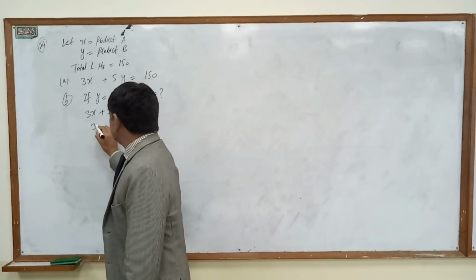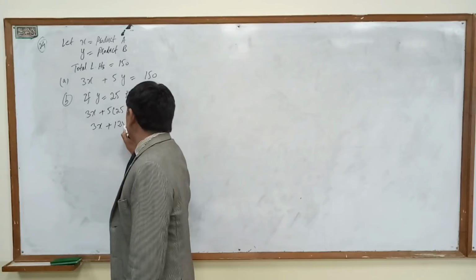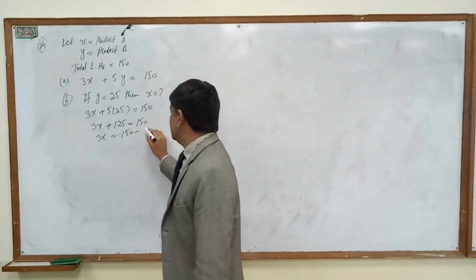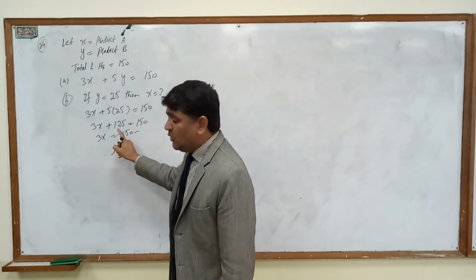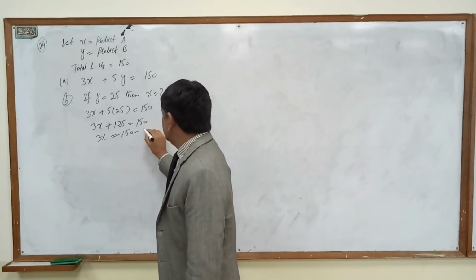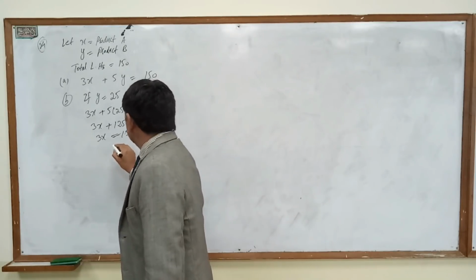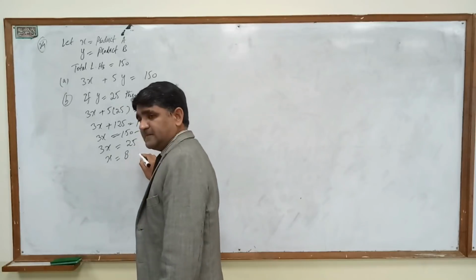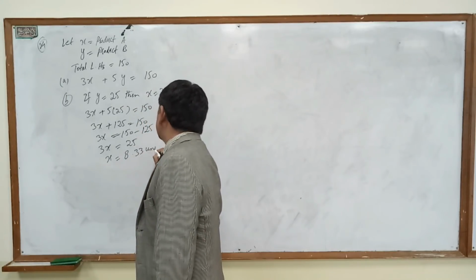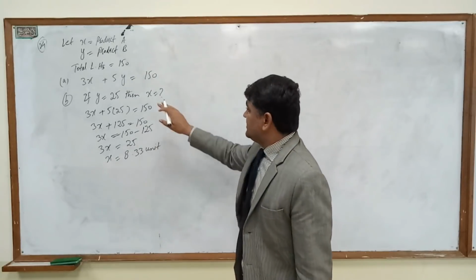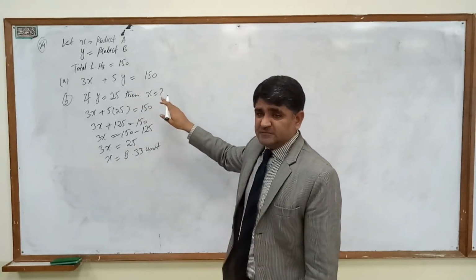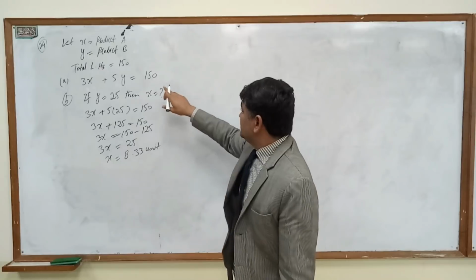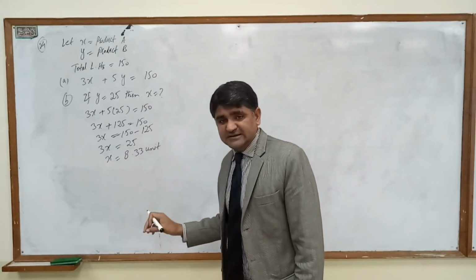Here we can simplify: 3x plus 125 is equal to 150. So 3x is equal to 150 minus 125. It is a first degree equation. Shift the variable to one side and the constant to the other side. So 3x is equal to 25, and x is equal to 8.33. So 8.33 units of product A can be produced. If one can produce 25 units of product B, then one can produce 8.3 units of product A by utilizing 150 hours in a day.